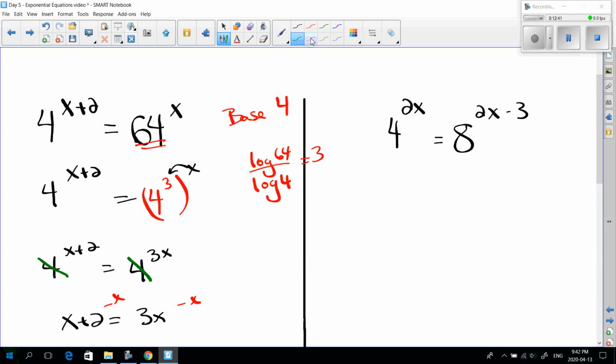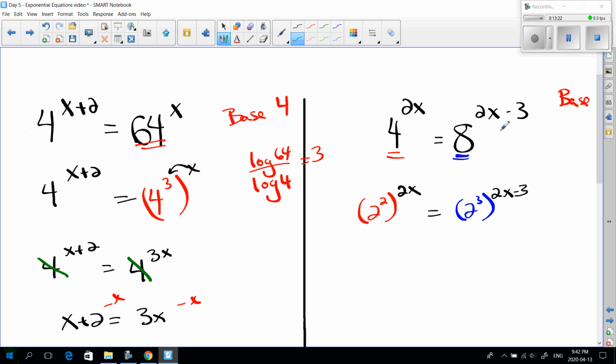All right, over here. A lot of people, when they see this one, automatically want to use a base of 4. It's not wrong to use a base of 4. It's just when you go to change 8 to the power of 4, you end up getting a decimal here. I would choose a base of 2. Why? Because both 4 and 8 can be expressed with a base of 2. What I mean by that is 4 is really 2 squared to the power of 2x, and 8 is really 2 cubed to the power of 2x minus 3.